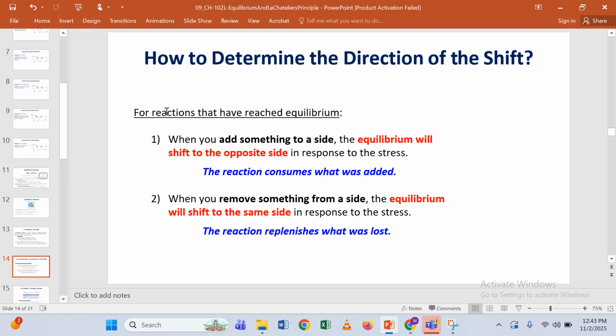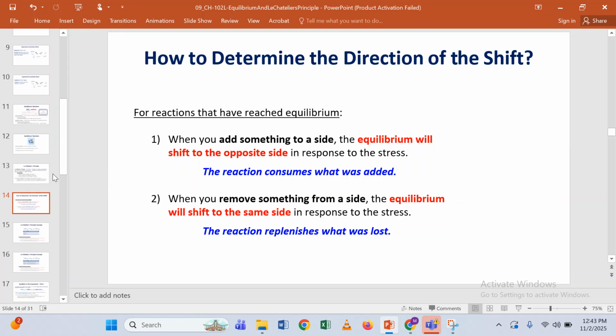Now, how to determine the direction of the shift? It depends on many factors. If you add something to one side, the equilibrium will shift to the opposite side to respond to that stress. The reaction is going to consume what was added, it will start eating it up. And if you remove something, the equation will actually want to shift towards that same side in order to replenish what was lost. And we are going to see that when we do the experiment today.